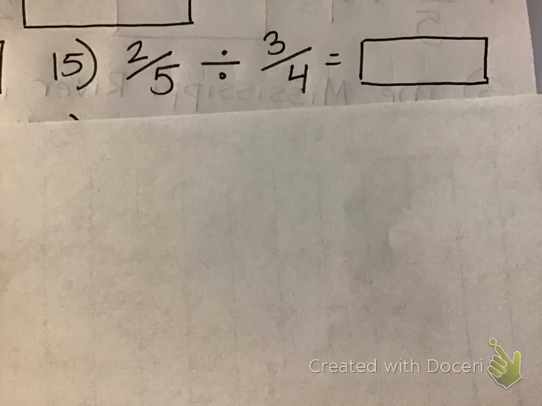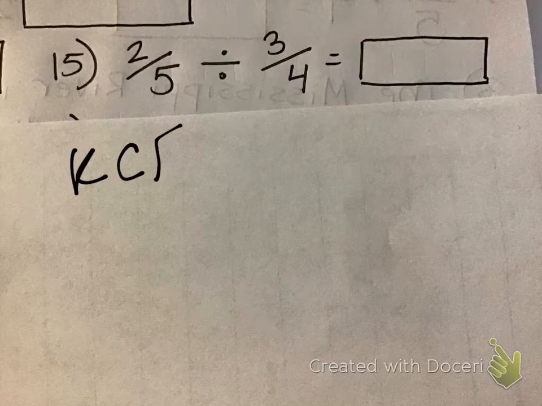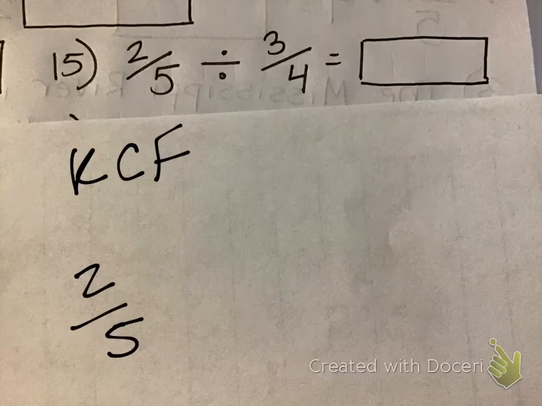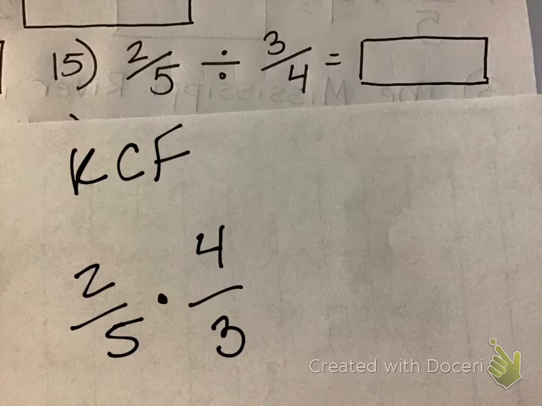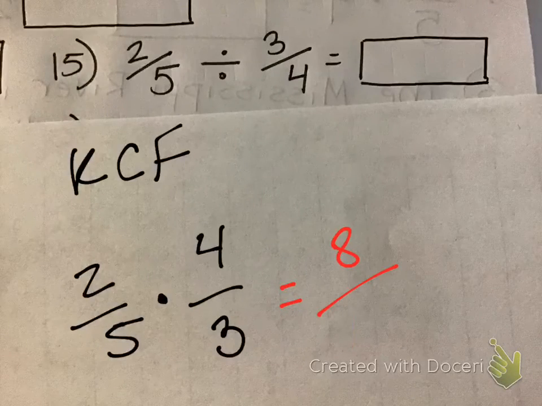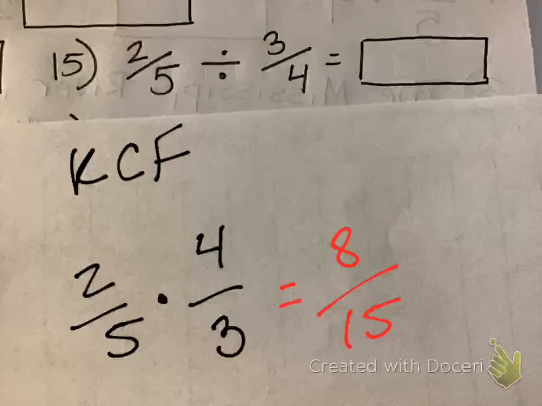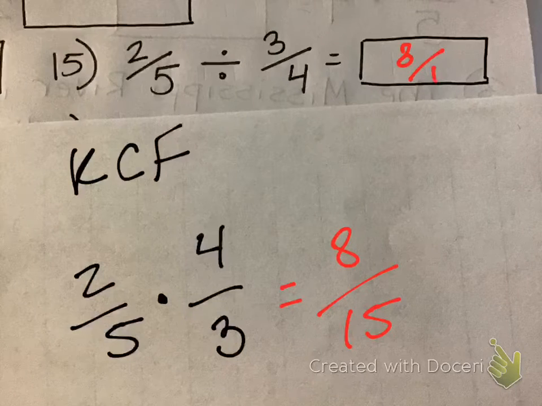Let's look at the second one. I want to call on Caesar. What do we do here, Caesar? Keep, change, flip. Same thing. So it becomes 2/5 × 4/3. Can I cross cancel anything? No. So I multiply across. What do I get, Angelo? 8/15. Perfect. Can I simplify? No. Nope, that's it. I get 8/15.